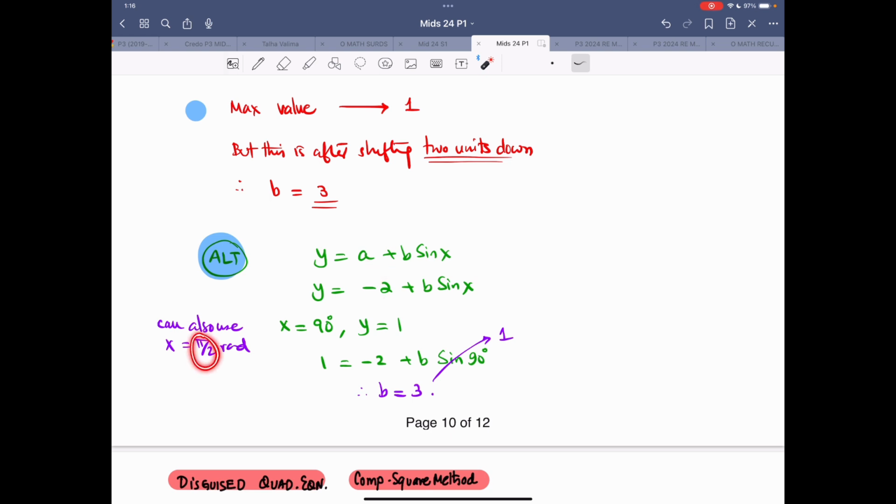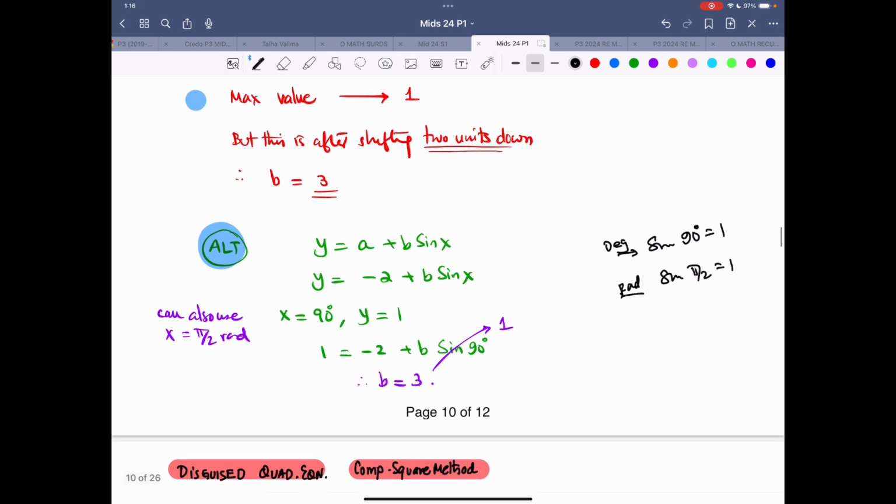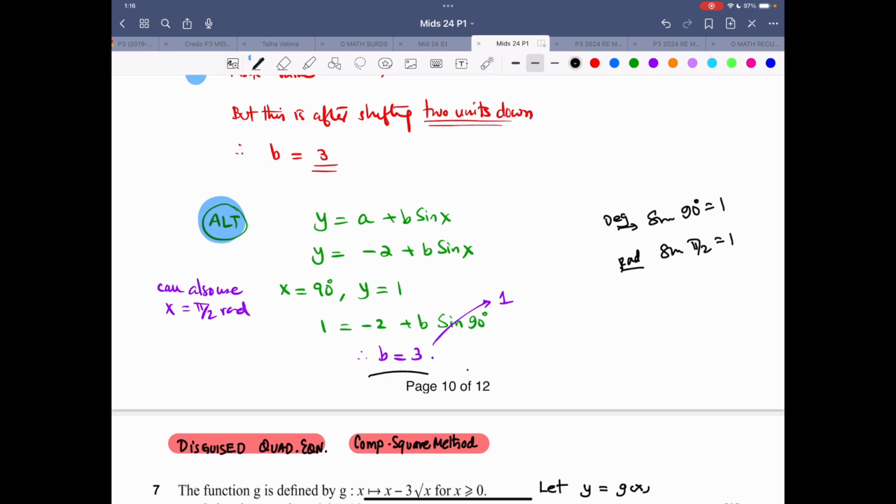We can either use radians or degrees, because sine of 90 is 1, sine of pi by 2 is 1. Let me write it down. Sine of 90 degrees is 1. Sine of pi by 2 is 1. This is in the degree mode. This is in the radian mode. So when I plug it in, we find the value of b as 3.